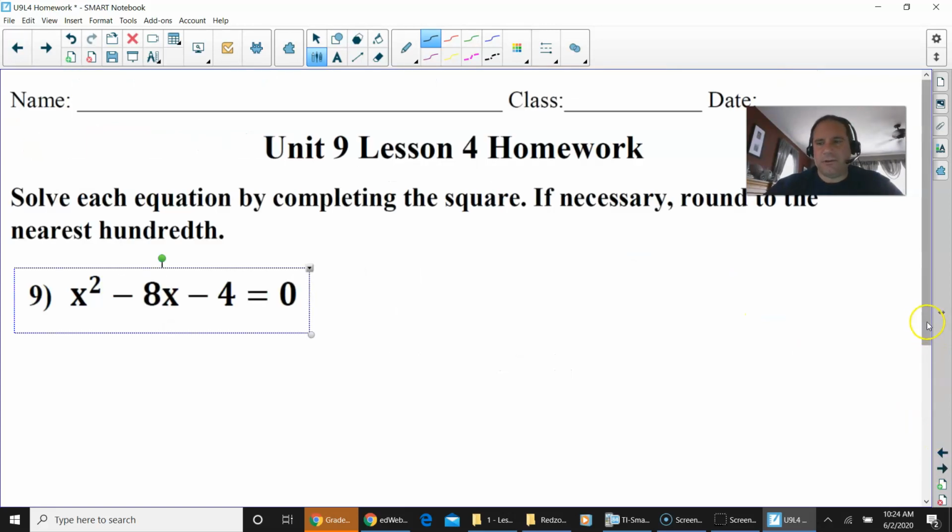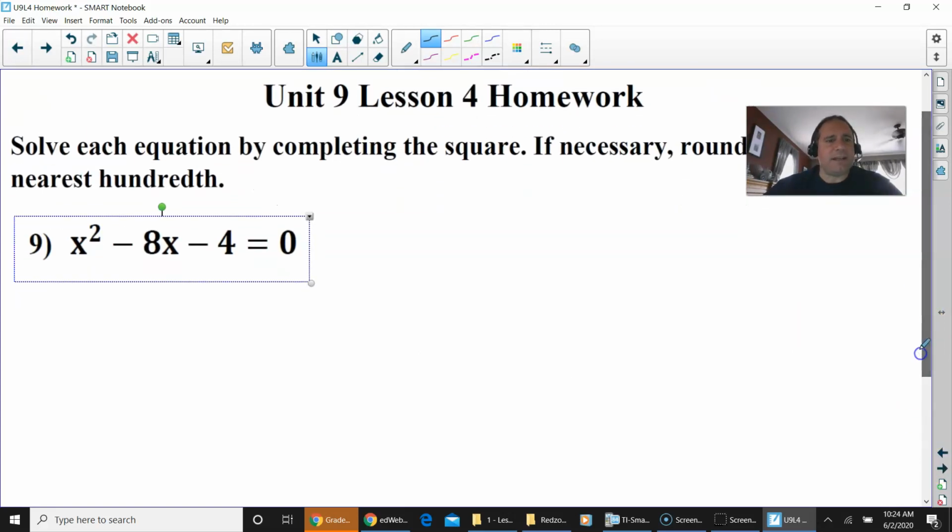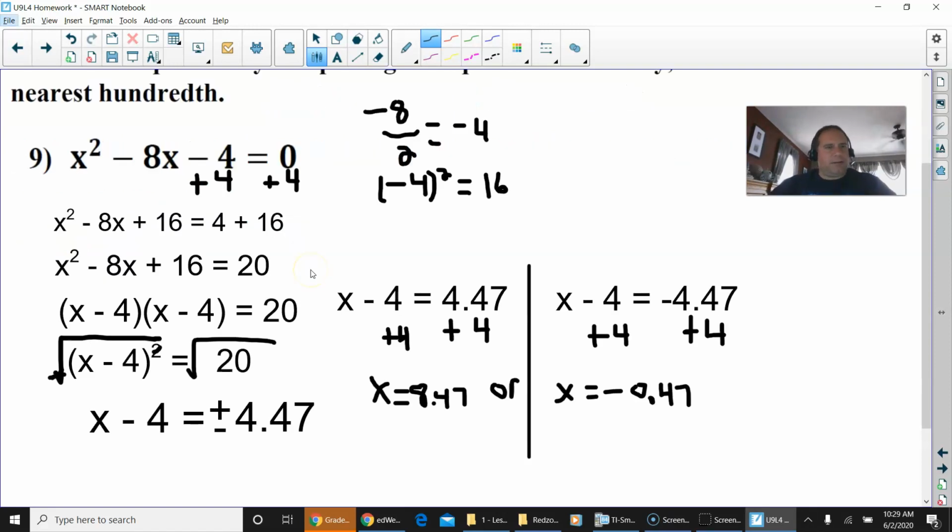Number 9, almost there. This is not set up nicely for you. So this -4 has to go on the other side before you even do anything. Okay? So go ahead, try this problem, press pause now. Okay, so what I did right here is I added 4 on both sides.